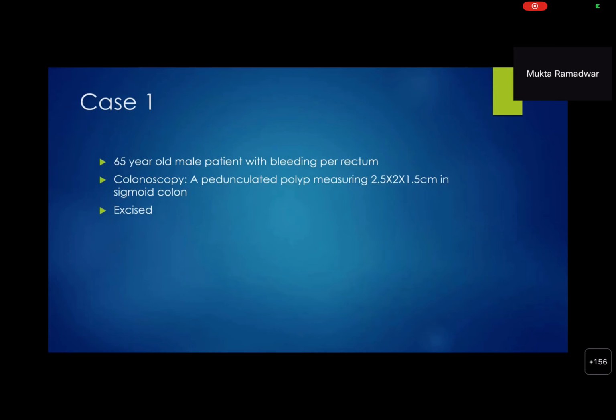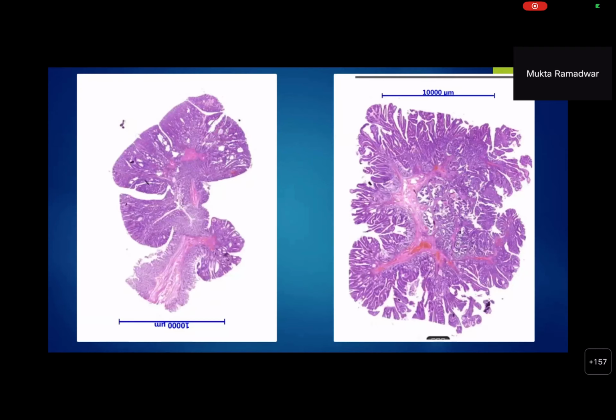So let us begin with case number 1. With the help of these cases, I will elucidate what all types of polyps we have in the GI tract with their morphology. So the major emphasis today would be on the morphology of the polyps. I will not be talking too much about the genetics and the IHCs, it is going to be morphology. So this is a 65-year-old male patient with bleeding per rectum. On colonoscopy, we found a pedunculated polyp which measured 2.5 by 2 by 1.5 centimeters in the sigmoid colon, which was excised and given. So this is the histology.